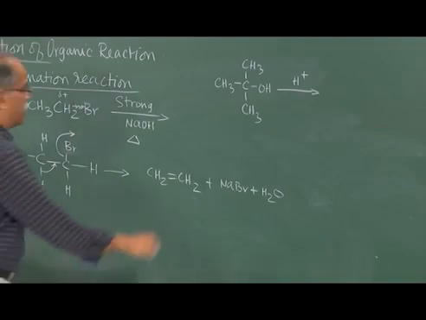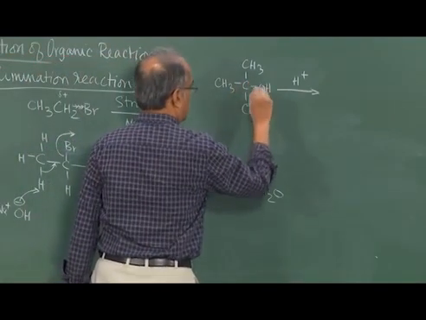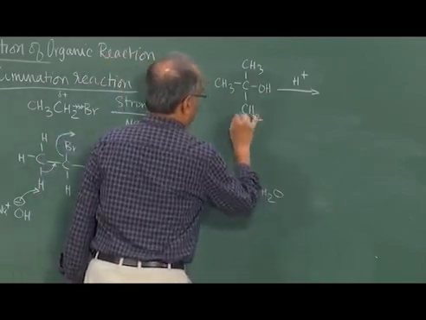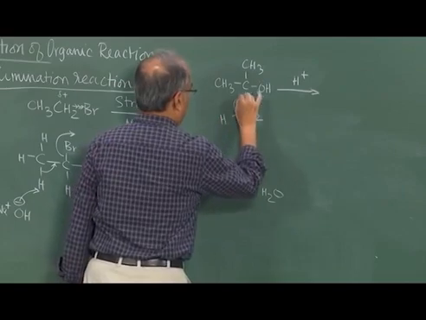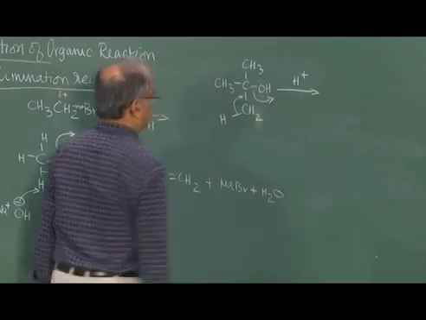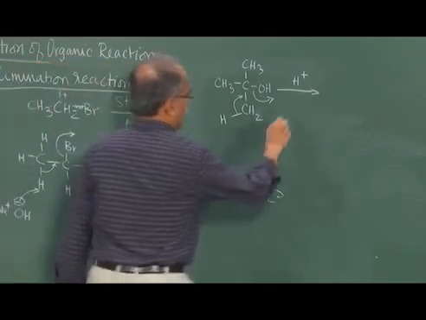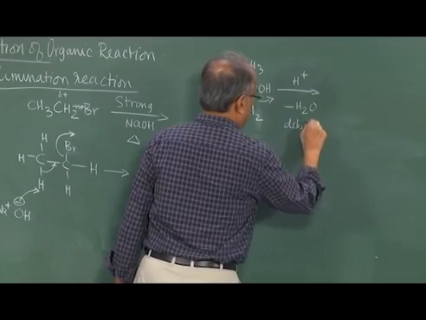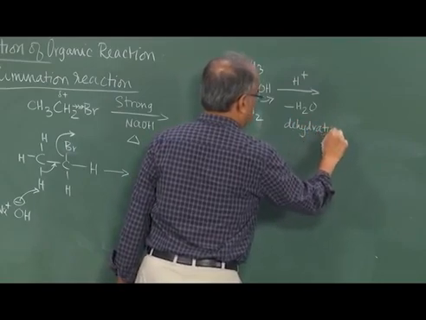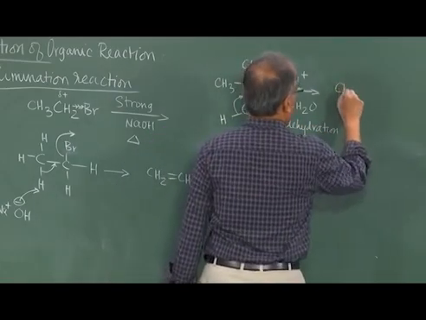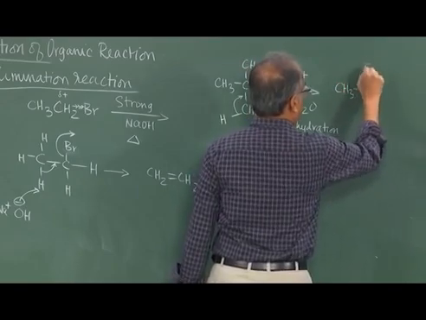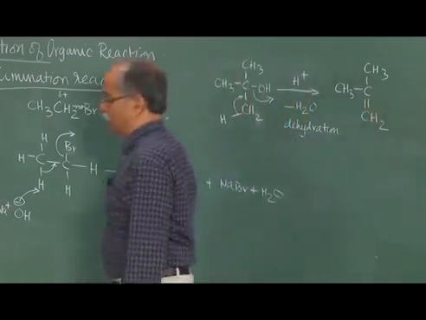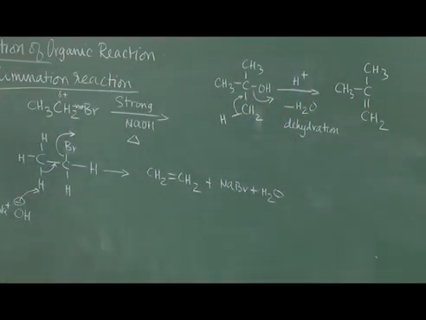There are lone pairs of electrons on the oxygen. So, the oxygen is going to be protonated with the simultaneous loss of a hydrogen from here. So, you eliminate water, in other words you do a dehydration reaction, to produce the corresponding alkene. These are examples of elimination reaction.